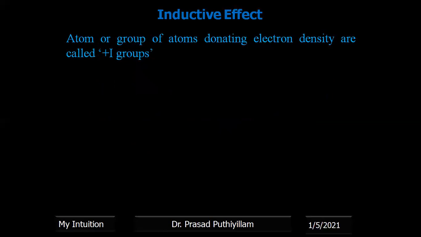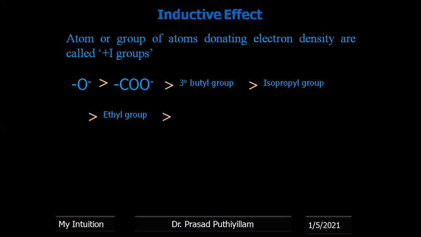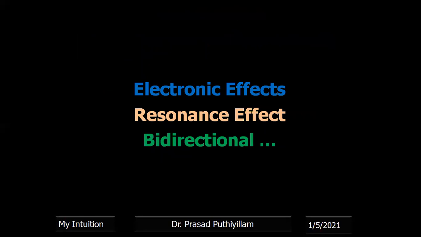If an atom or group of atoms has the capacity to donate electrons through a covalent bond, we call them a plus I group. Say for example, O minus, COO minus carboxylate ion, tertiary butyl group, isopropyl group, ethyl group, methyl group, deuterium. Then comes hydrogen. So hydrogen is in between the plus I effect and minus I effect groups.